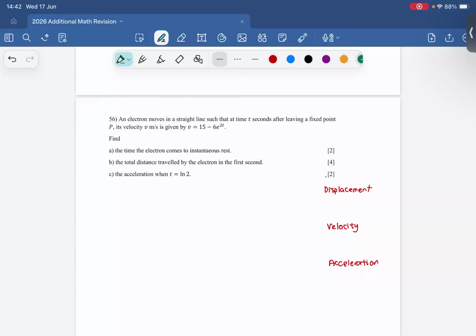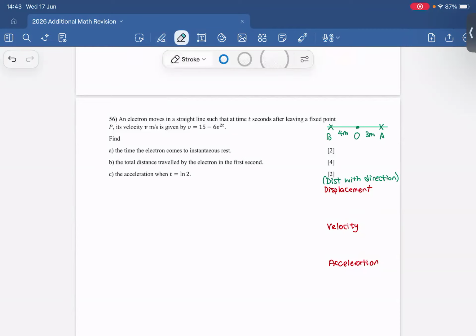Displacement is distance with direction. That means it can be negative. Negative means on the left side. For example, this is the line, this is your reference point. If my object is here, then this is called 3 meter. If my object is here, this is 4 meter, then you will calculate the displacement as -4, because it's on the left side.